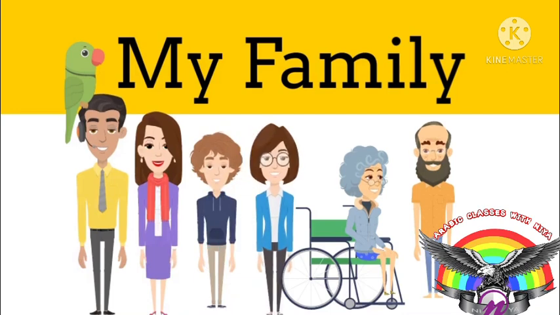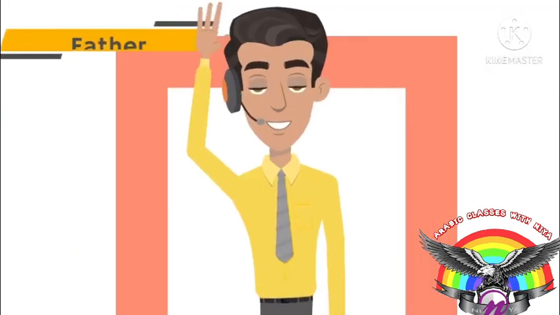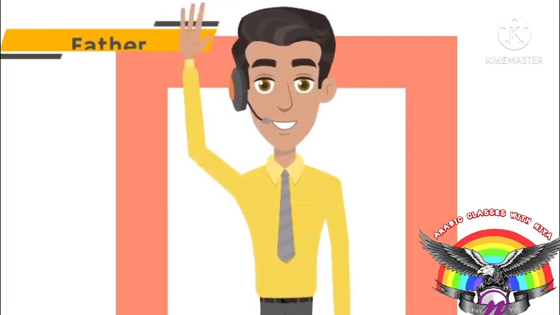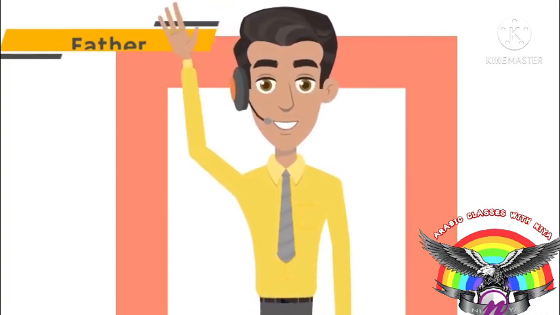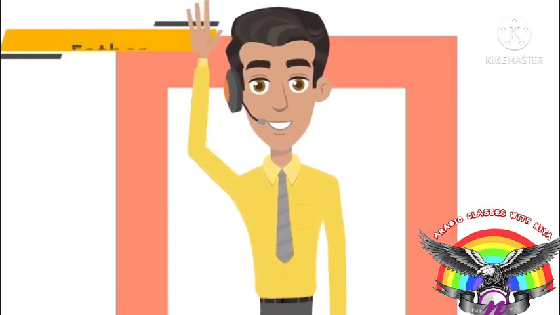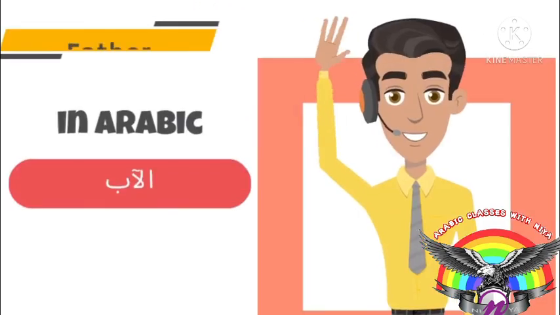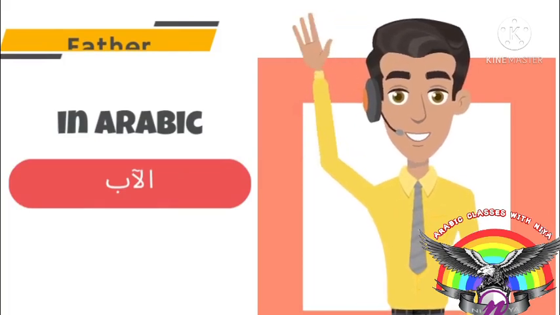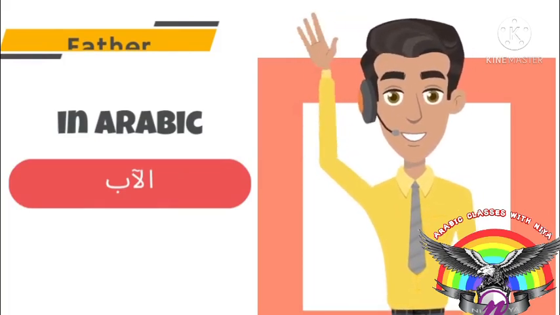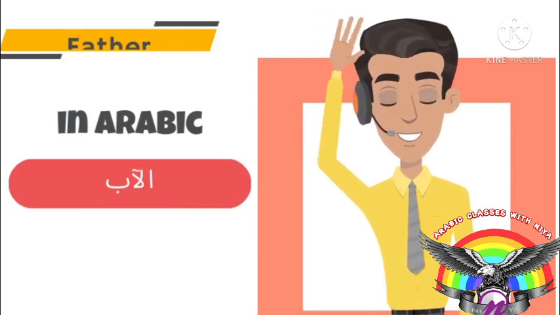Next we have my family. Let's learn how to introduce your family. First we have father. Do you know how to say that in Arabic? Are you ready to see that? In Arabic it is known as al-ab. Let's repeat al-ab. Now let's see our next word.